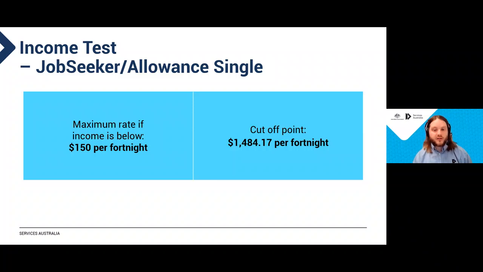Recipients accrue working credits for each dollar of unused income below $48 per fortnight. And when they work, their credits will increase the amount of employment income that they can earn before the payment is reduced. Credits accrue to a maximum of $1,000 or $3,500 for youth allowance recipients that are looking for work.